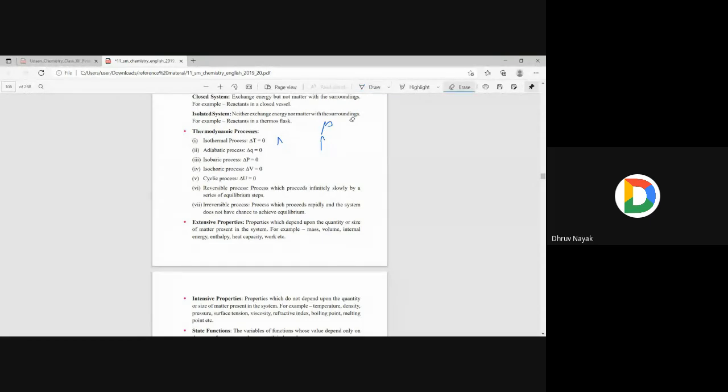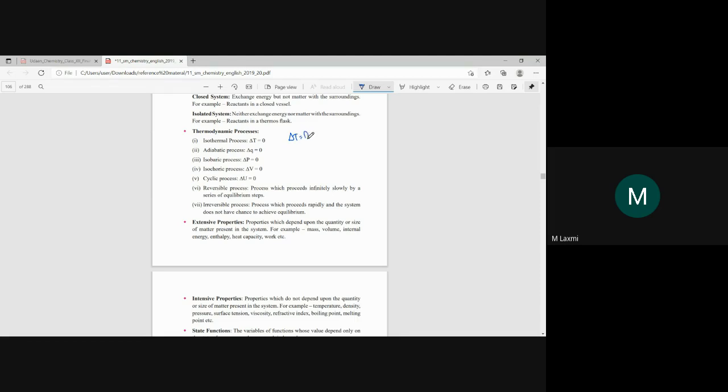Ma'am, but it need not mean delta potential energy is 0, right? Since total energy includes even potential energy, the potential energy could have increased or decreased while the temperature remains constant. So what about such a case? When the temperature change is 0, then kinetic energy change is 0, but potential energy need not be 0, you mean to say.